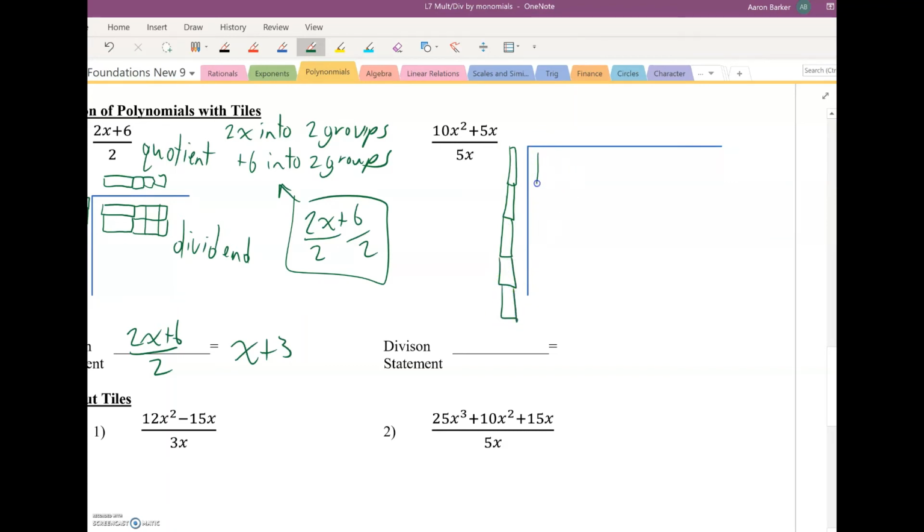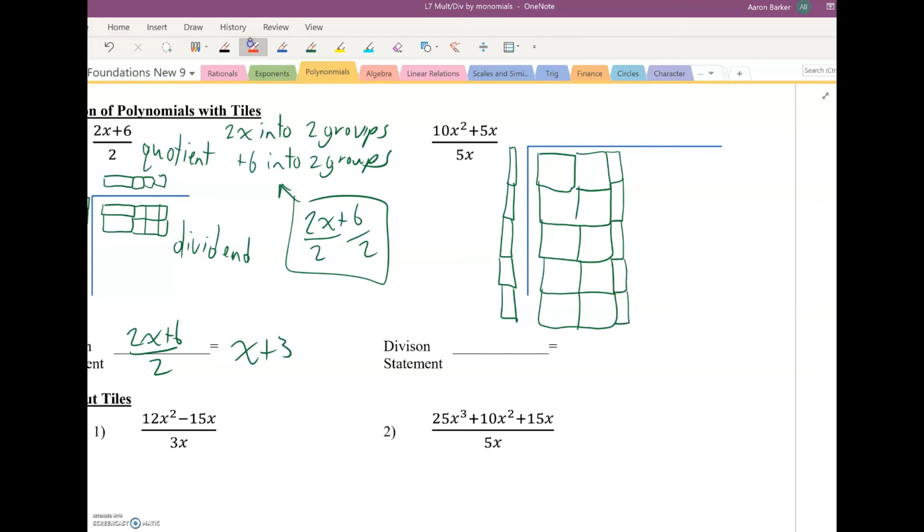Now 10x squared means that I have squares and they have to fit into this location. So there are 8 squares and there's a total of 10 squares. And then my 5x's, I'm going to divide like that. So what's my answer up top? It would be 2x plus 1. There we go. So 10x squared plus 5x divided by 5x equals 2x plus 1.